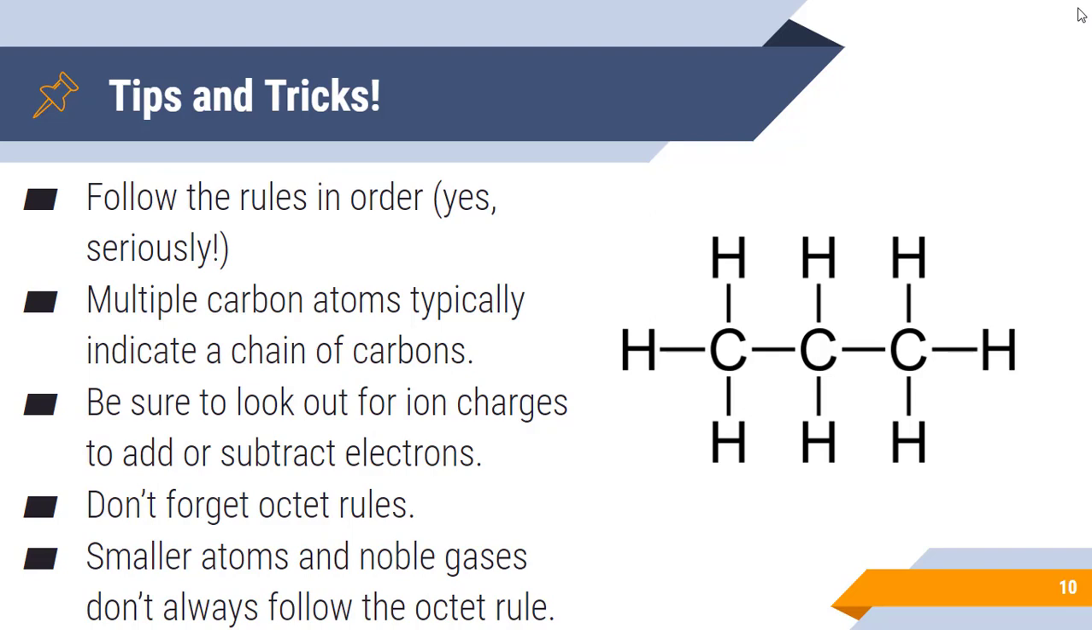Be sure to look out for ion charges to add or subtract electrons. Make sure you don't forget octet rules. Now keep in mind as well that smaller atoms and noble gases don't always follow the octet rule. And we'll look at some examples of this in class.